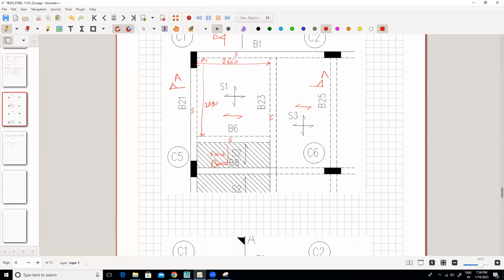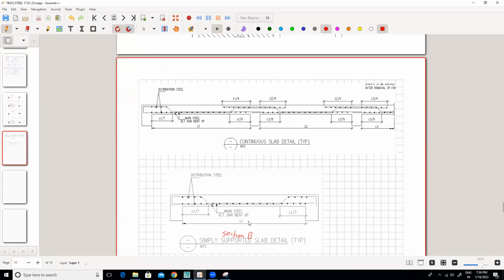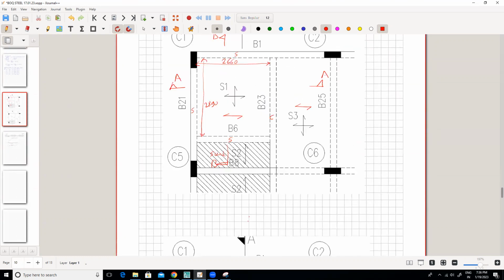Now section BB. See this section. So this L1 is how much? 2890. Yes or no? Section BB. 2890 L1.